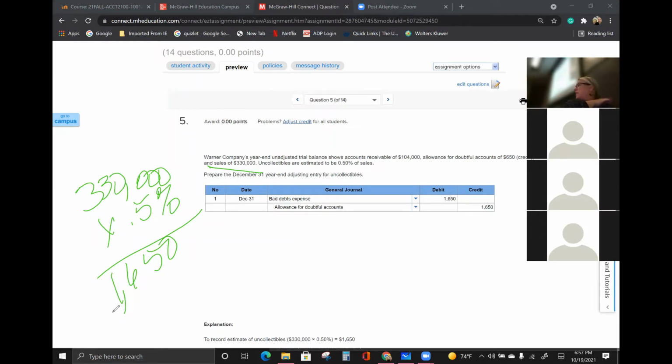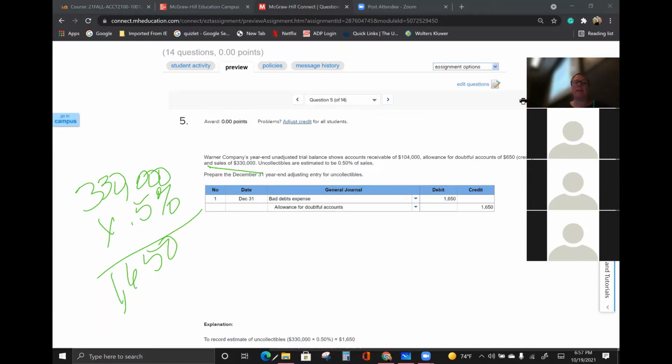It gave me my receivables, it gave me my allowance balance, but I didn't need either one of those because the method they want me to use to estimate is sales. So now, because this is when I'm estimating, I'm not determining at this point who is uncollectible and writing that off. I'm setting up the estimate for the new year.